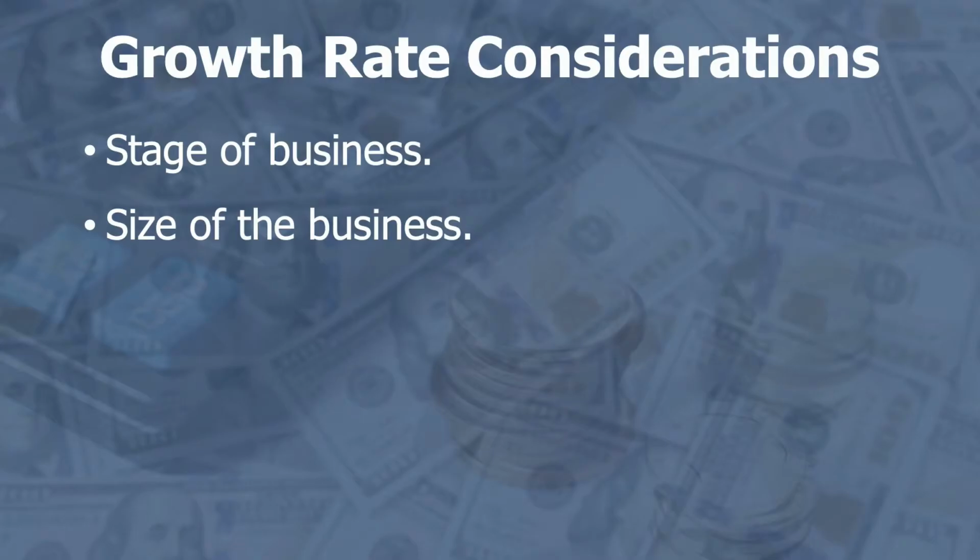So these are the main four stages that we're looking at with a business. And also we need to take into account the size of the business we're looking at. If we're looking at a fairly small cap company, then it's realistic that the growth can be higher than a really large company. That's just the law of large numbers. It's much easier for a smaller company to grow at a faster rate than a larger company.